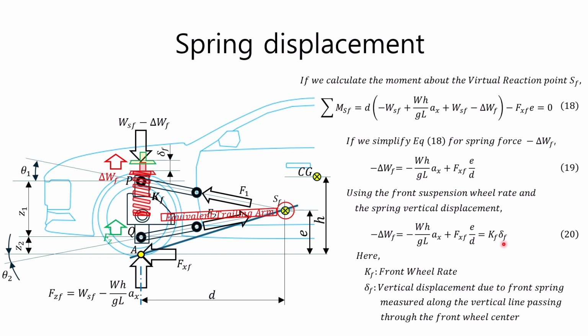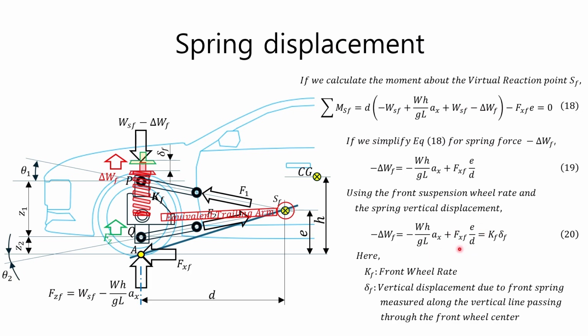The first term in equation 20 represents the vertical dynamic load of the entire vehicle when the acceleration is ax, and the second term represents the vertical component of the force acting on the front suspension links. Since no driving force is applied to the rear wheels, the force FXFED represents the force acting on the suspension links of the entire vehicle. From equation 20, we can see that the dynamic vertical load supported by the front spring, delta WF, is the difference between the vertical dynamic load WHGLAX and the link force FXFED.